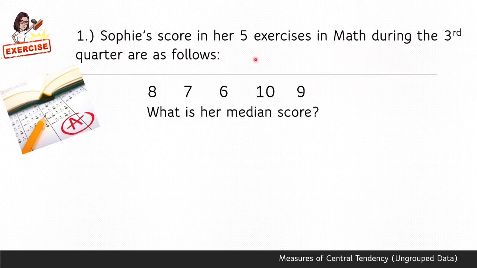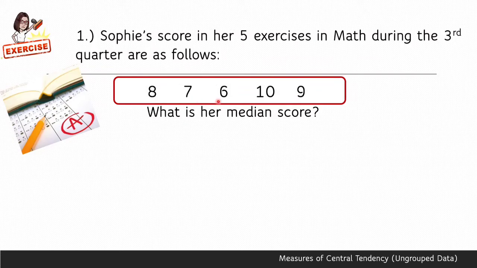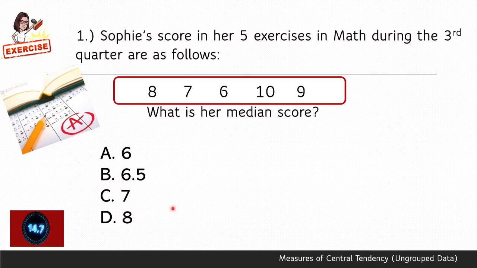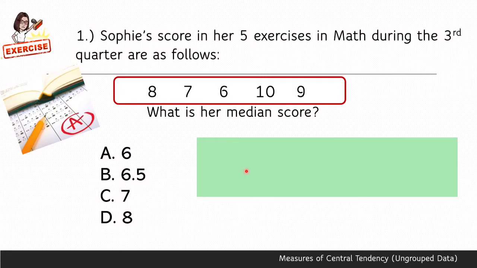Sophie's score in her 5 exercises in math during the third quarter are as follows: 8, 7, 6, 10, and 9. So what is her median score? The choices are A, 6; B, 6.5; C, 7; or D, 8. Your timer starts now. Okay, what do you think is the correct answer? Okay, I'll show you the solutions.